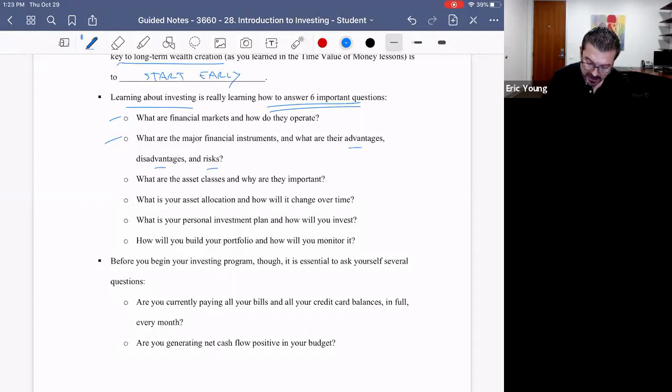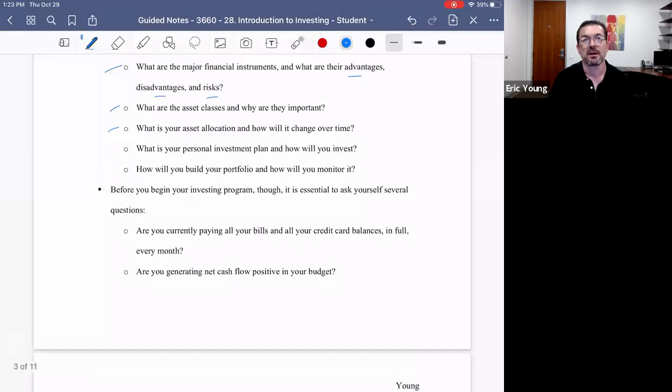What are the asset classes and why are they important? That's tied to that one. What is your particular asset allocation and how will it change over time? Meaning, of all those asset classes that are available, how will you choose to deploy your investing resources? What percentage of your investments will go to each asset class? That's called your asset allocation.